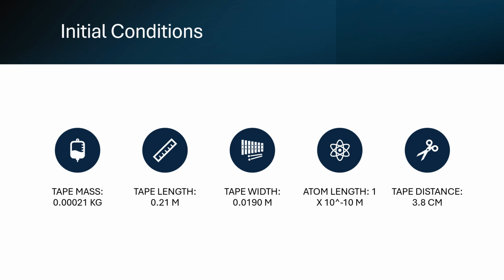The mass of each piece of tape was 0.00021 kilograms. The tape length was 0.21 meters. Tape width was 0.0190 meters. The atom length is 1 times 10 to the negative 10th meters. And the distance between the two tapes was 3.8 centimeters.